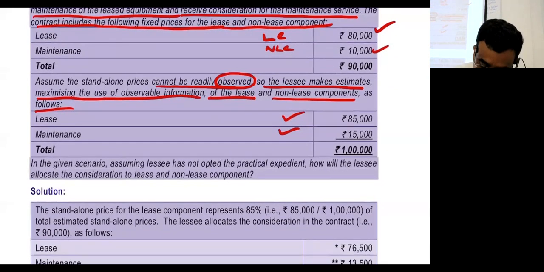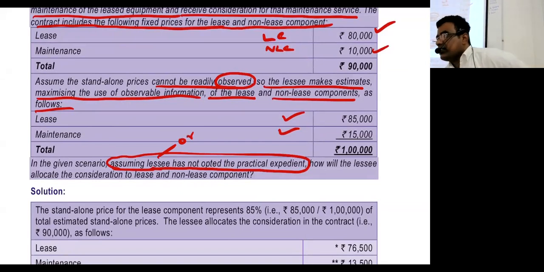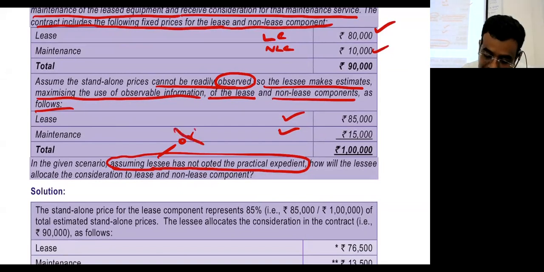In the given scenario, assuming the lessee has not opted for the practical expedient. Lessor cannot avail this option. Did we discuss that? Lessee only can avail this option. Whether I can treat it as a single contract or multiple contracts, the lessee can treat, but the lessor cannot.